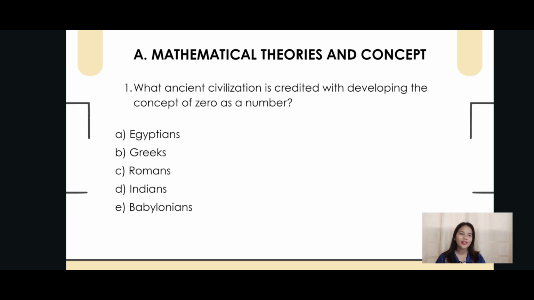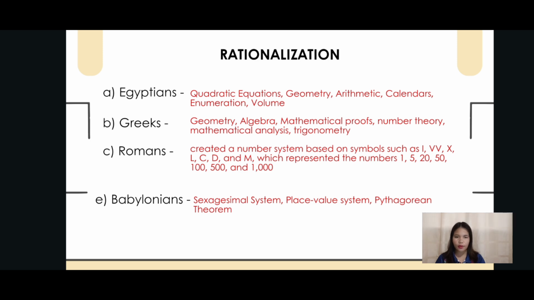Okay, let's start. For number one, what ancient civilization is credited with developing the concept of zero as a number? Is it the Egyptians, Greeks, Romans, Indians, or Babylonians? And the answer is Indians. The Egyptians introduced the quadratic equations, geometry, arithmetic, calendars, enumeration, and volume. So basically, they did not introduce zero.